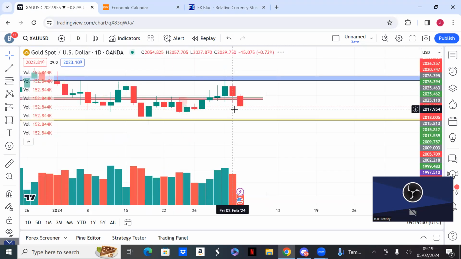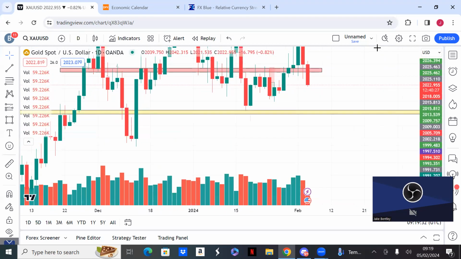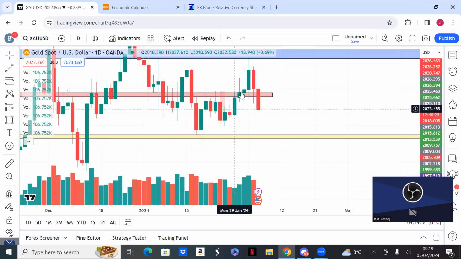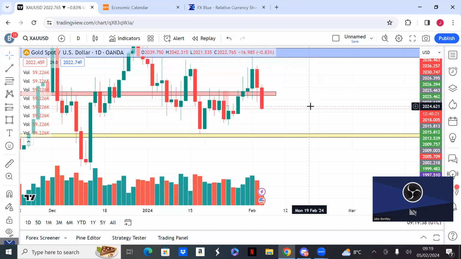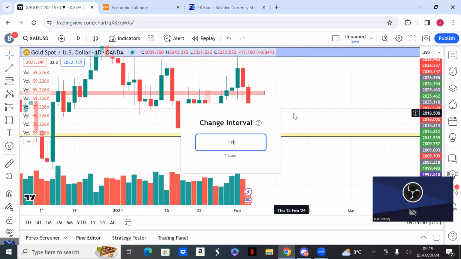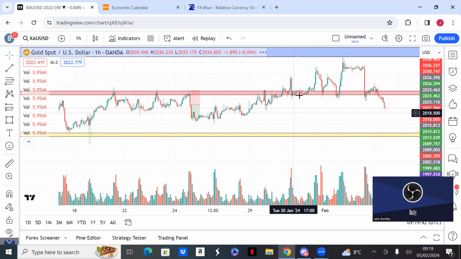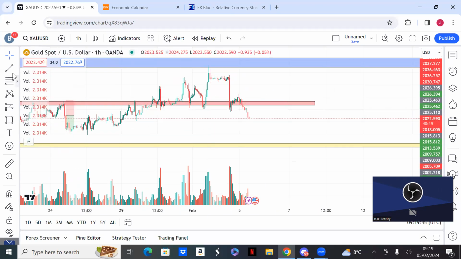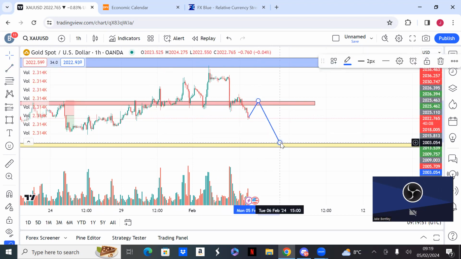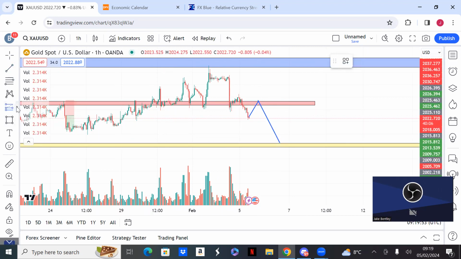So let's go to the daily. Okay, so we've actually broken below. We was making higher highs. We touched this level and now we've moved down. So where are we going to see a sell? It's very, very simple. Once we break a zone, retest, boom. So now we've got fundamental and also technical bias to sell gold to the downside.